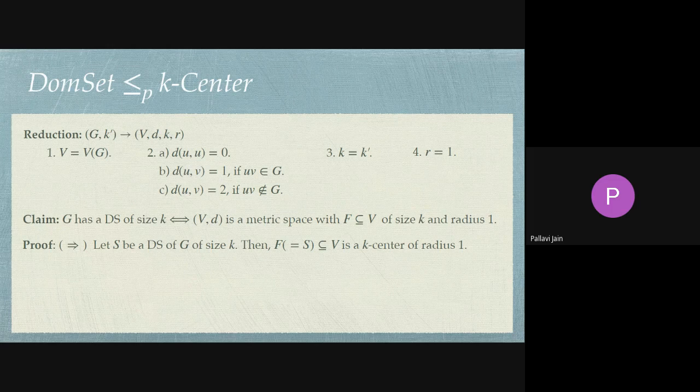Okay, so let's see how. How can we prove that the radius of a K center is 1? We have to prove that every element in V has distance at most 1 to the nearest center, right? So let's first pick those elements of V which belong to F. Suppose U belongs to F, and what will be the minimum distance of U from a center? It will be 0, right? Because U itself is the center.